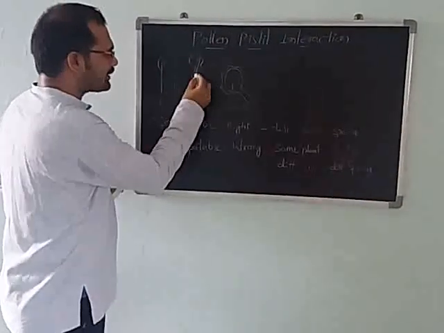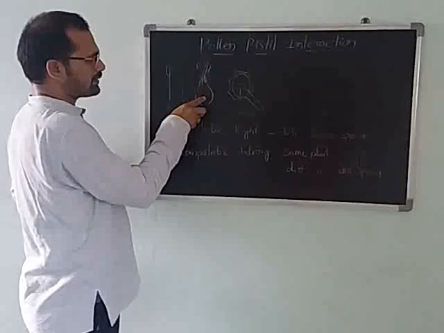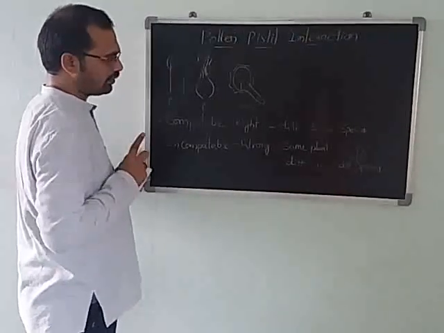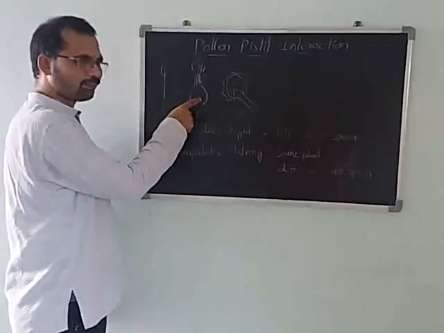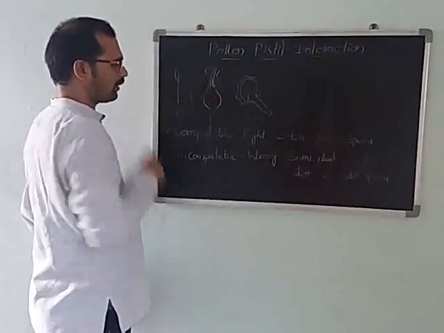Anyway, once the pollen tube reaches the ovary, some ovaries consist of one ovule, or some ovaries consist of more than one ovule. Ovules are present within the ovary.